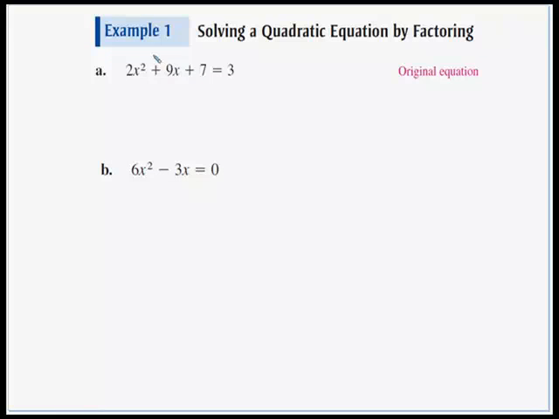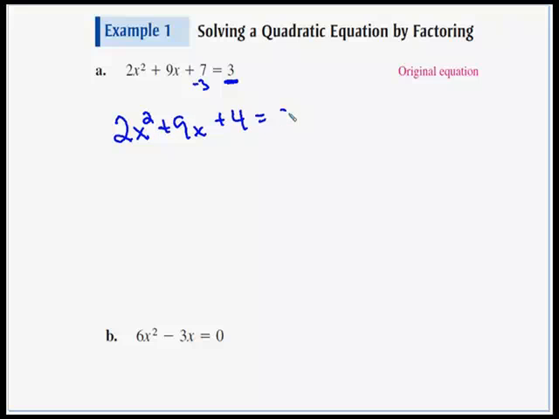But here in example 1, solve a quadratic equation by factoring. And I look at this and I have a squared term and I have an x term, so I know I'm going to get everything on one side, set it equal to 0, and factor. So to do that, I need to get rid of this positive 3 over here. I'm going to subtract 3 from both sides. So now I have 2x squared plus 9x plus 4 is equal to 0.